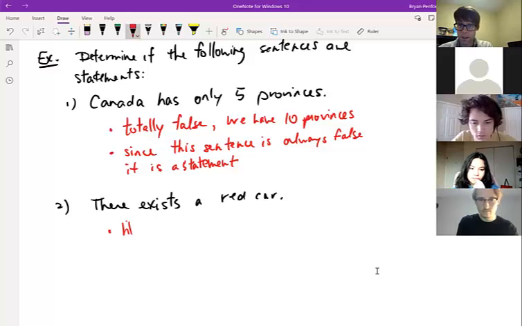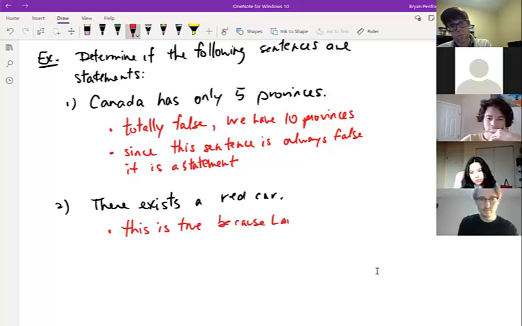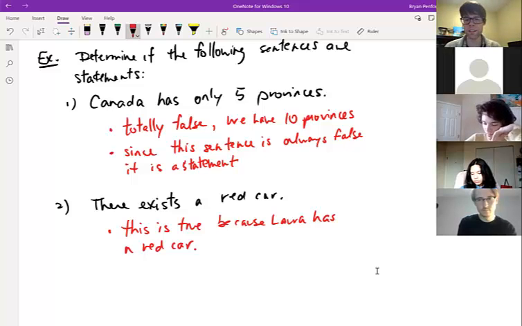Do any of you have a red car, by the way? Excellent. So Laura is our example. Laura has a red car. Done. We found one. There exists a red car. Laura has it. The only one. The only one in existence is at Laura's house and or apartment.